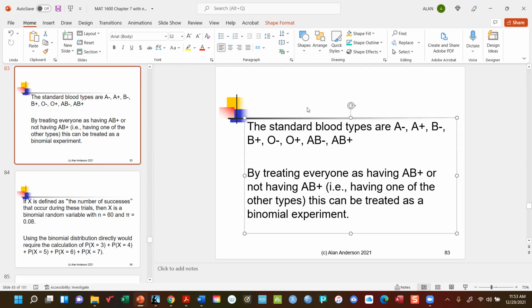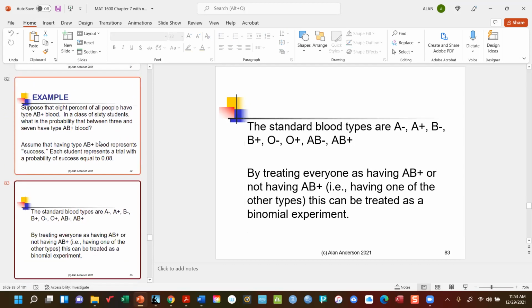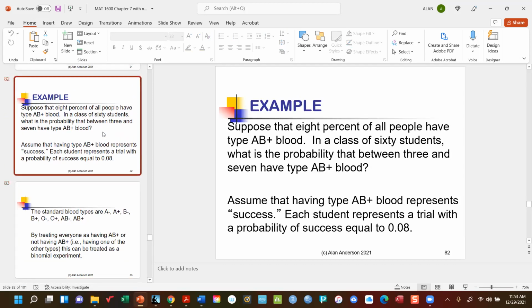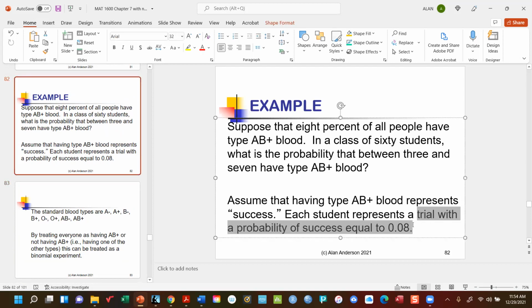And also, you can tell that the blood types of the people in the class are clearly independent of each other. I mean, unless you have identical twins in the room or something like that, but basically they're all independent of each other. And in addition, the probability of having this blood type is the same for everyone. So this can be thought of as a binomial experiment that we're conducting. And each individual in the class is a trial where you either have it or you don't.